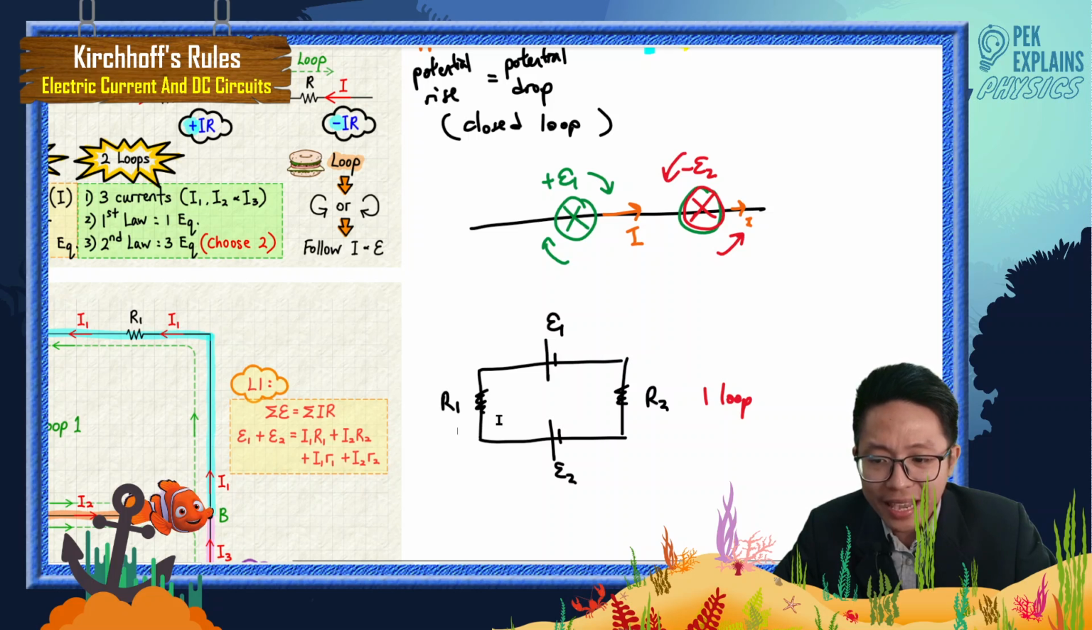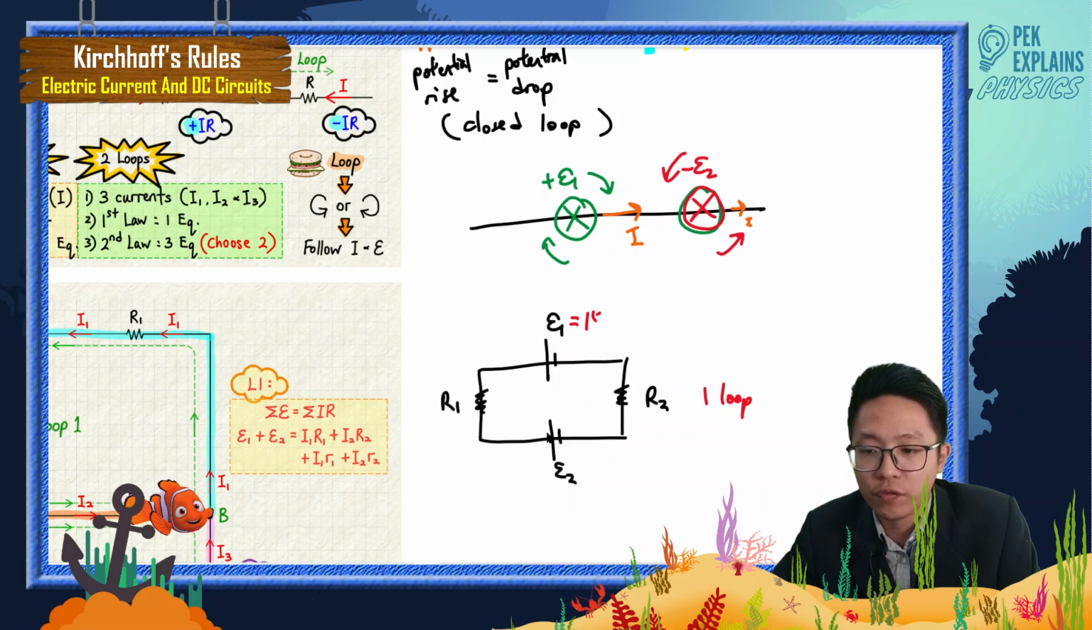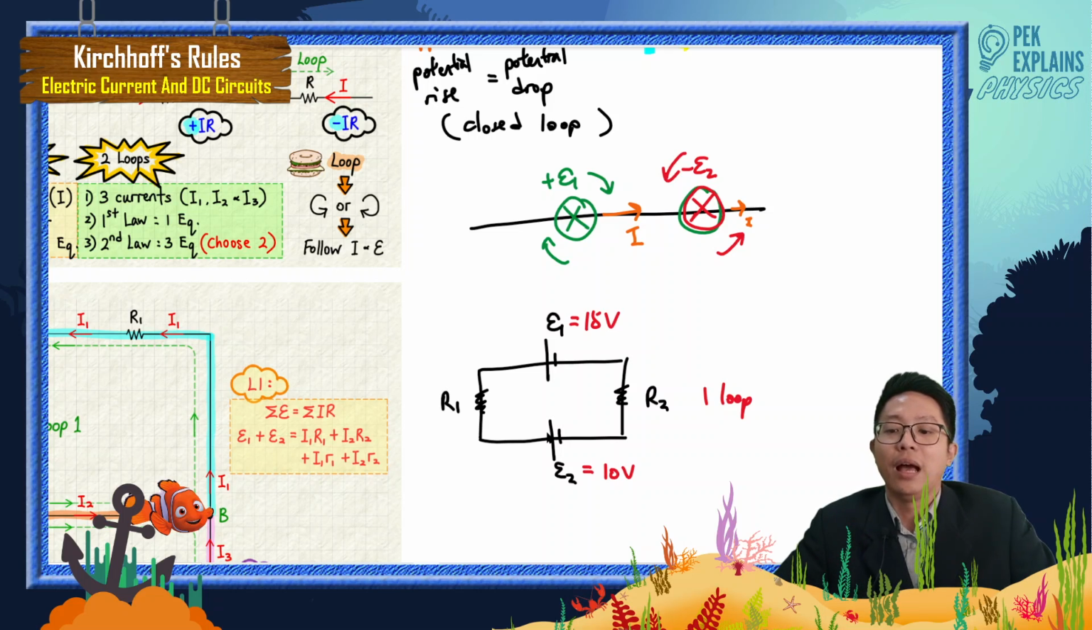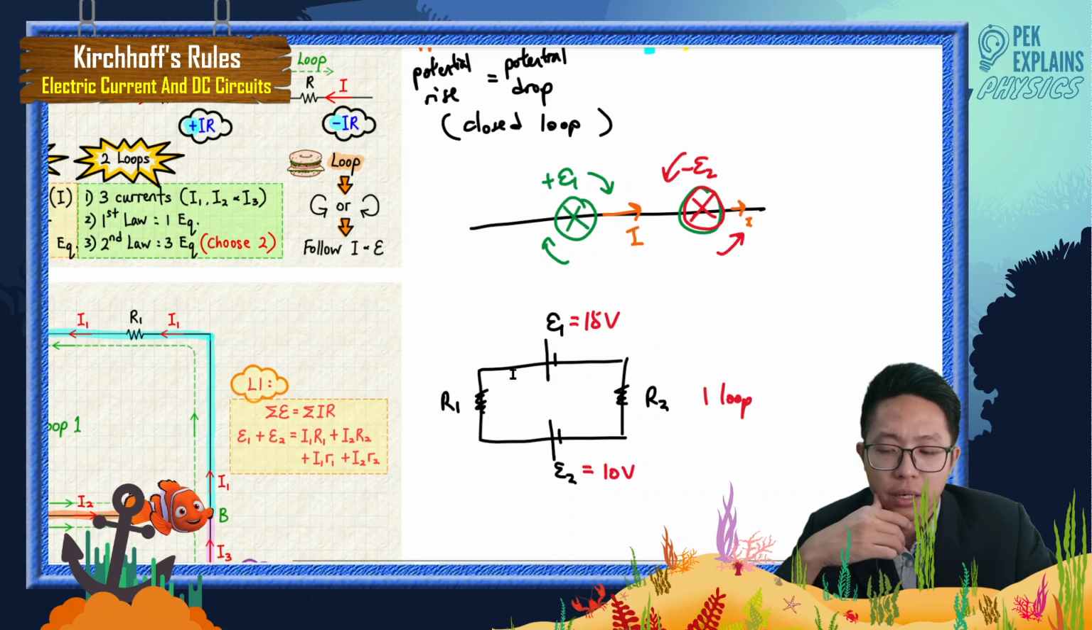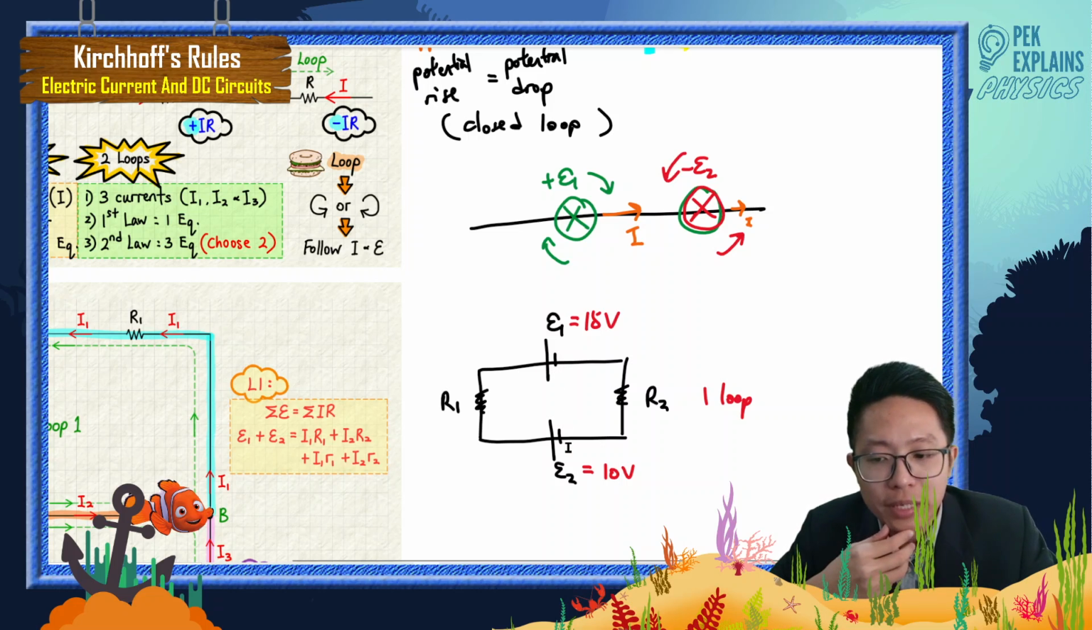So, actually, this is only one circuit. One circuit only has one current. You understand? But the direction of the current depends on the battery EMF. Let's say, which battery is the dominant one. Let's say E1 is 15 volt, but E2 is only 10 volt. Which battery will the current follow? Which battery is the dominant one?